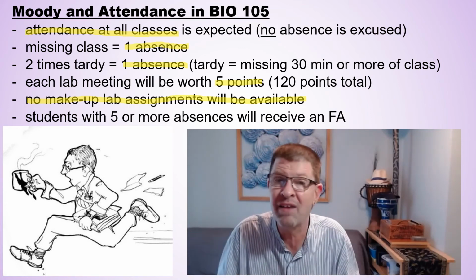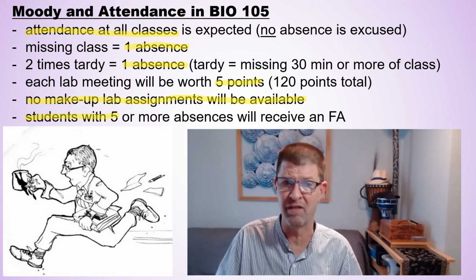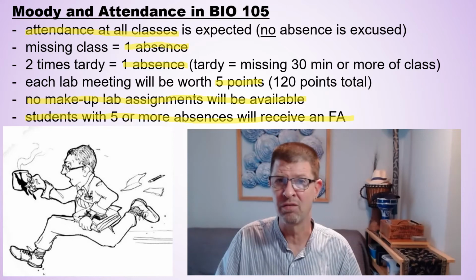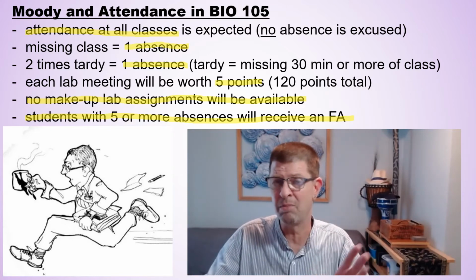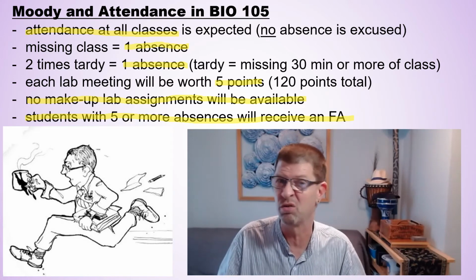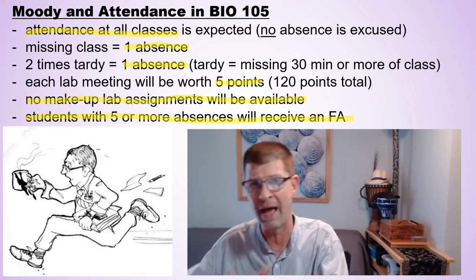So don't miss class. It's that simple. This last one is a detail for the college. This is actually a federal law. If students miss 5 or more classes in a class that meets twice a week, they're not supposed to be able to pass the course. So we give a grade called FA, which is failure due to absence.